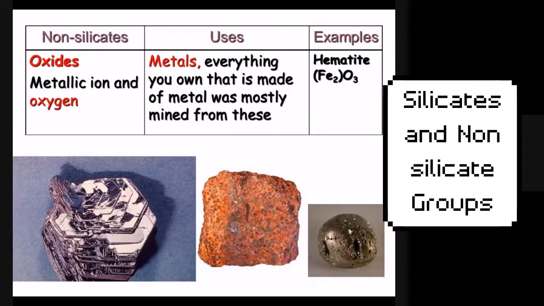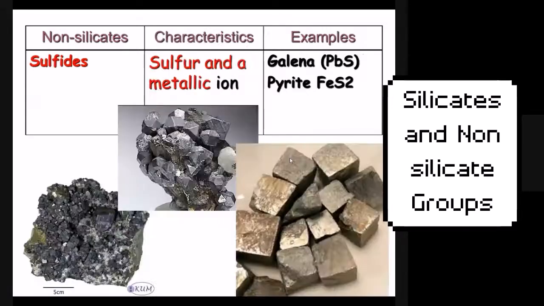So iron comes from that. Copper can come from the oxides, like malachite. Also, I think I have another oxide up here. No, actually I don't. Okay, so oxides, think of them as metals. Sulfides, pretty much also metals as well. It's usually sulfur with a metal. So a good example I have is galena, lead with sulfur, PbS.